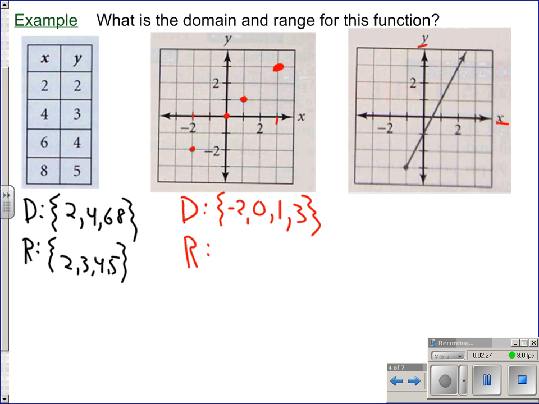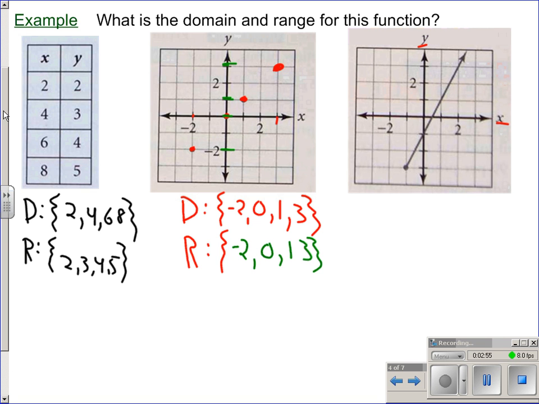The range, kind of the same idea. We're looking at the y values. For the first point, we got a y value of -2. At this point, we got a y value of 0, y value of 1, and for this point, a y value of 3. And there's our domain and range for that function. Okay, just a series of points, so we're just writing it as a set of numbers with these squiggly brackets.